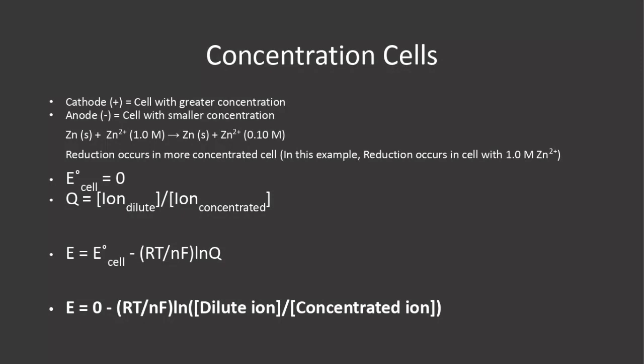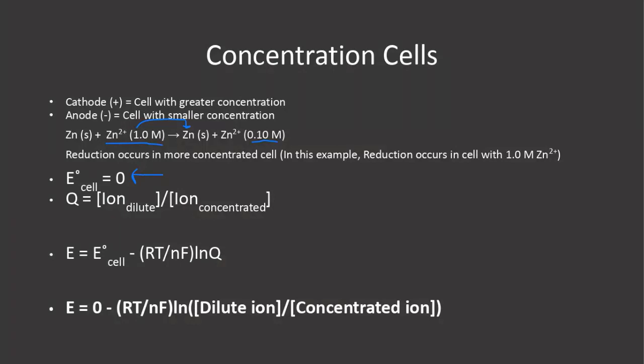But one of the important things you need to know about concentration cells is that your cathode is going to be your cell with a greater concentration. So in this case, our Zn2+ at 1.0 molar concentration is greater than our 0.10. So our Zn2+ is getting reduced to Zn solid, thus being our cathode. The anode is the one that gets oxidized, going to the lower concentration. The second important thing you need to know is that your E cell at standard conditions for any concentration cell is 0.